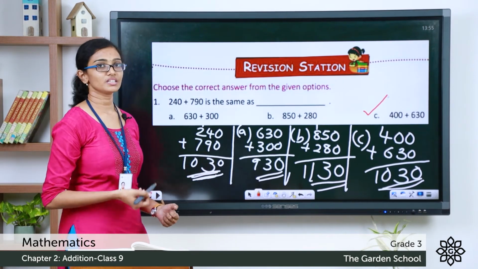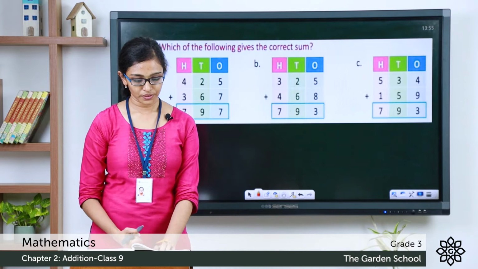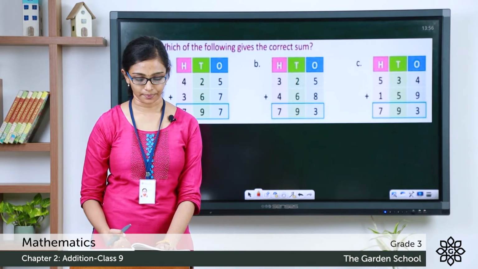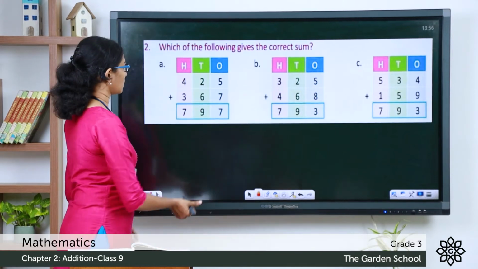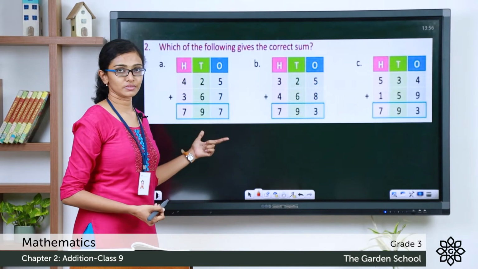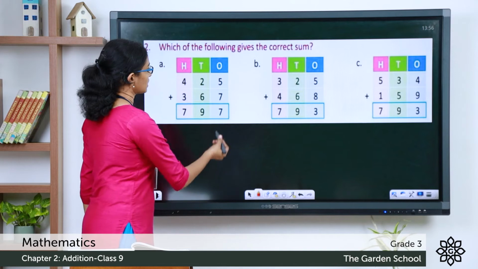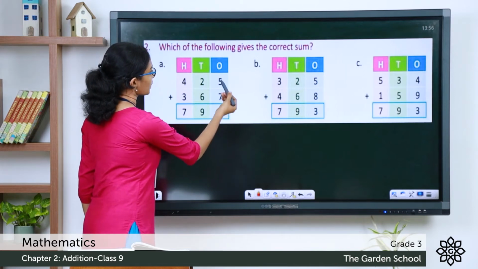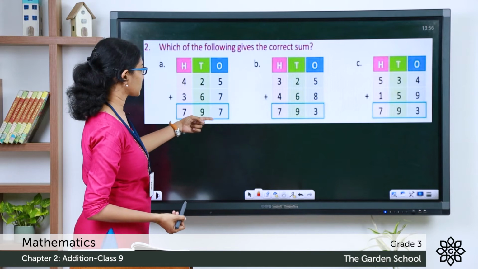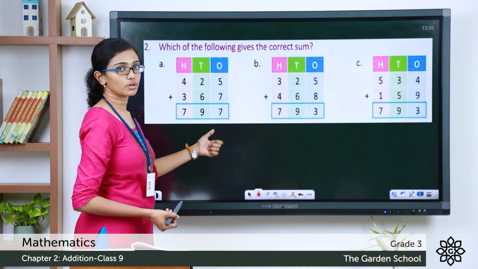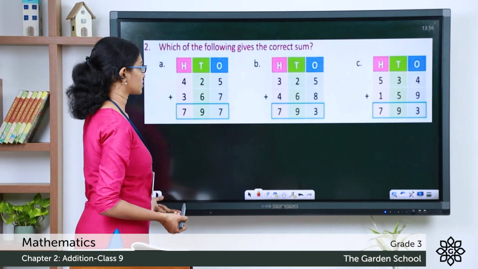Now, let's move on to the next question. Which of the following gives the correct sum? Here also you are given three options. Now, let's check if the sums given in the options are the correct ones. Now, here 7 plus 5 is actually 12 ones. But here in the question, it is given as 7 ones. Is that correct? No, it's not.